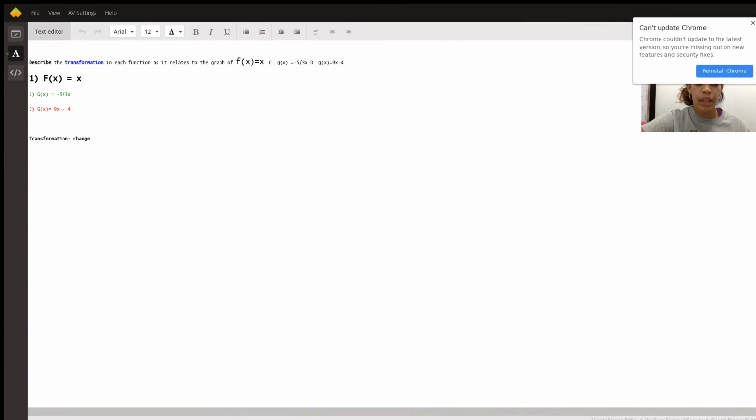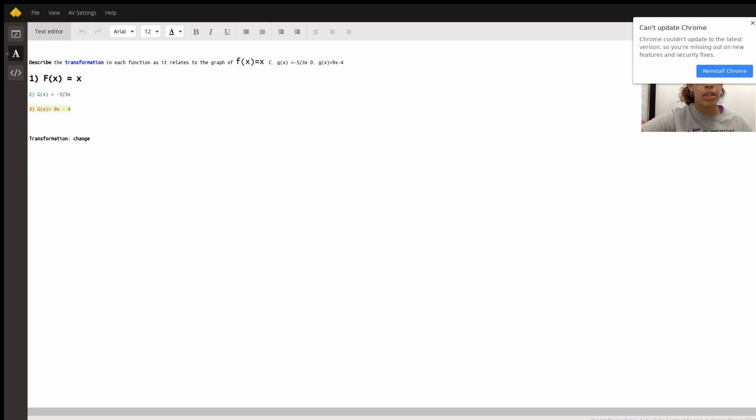Everybody, my name is Jamali and I will be answering this prompt. It says, describe the transformation in each function as it relates to the graph of f of x is equal to x. We have two functions that we will be transforming, and they are also right here in green. g of x is equal to negative 5/3 x. And the second one is this red one, g of x is equal to 9x minus 4.